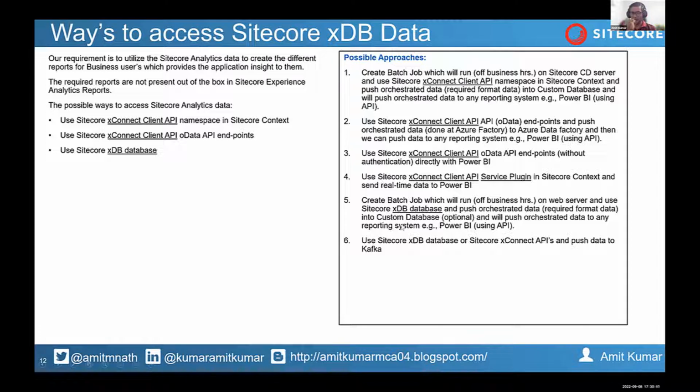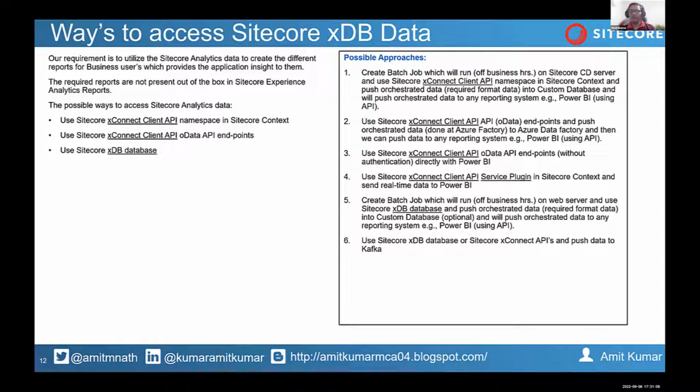So the first option is that I create a batch job or a Sitecore scheduler in the Sitecore context, and those need to be deployed on the CD server. And if I use the xConnect client API, then I can make use of the xConnect search API, and I can get all of the data with respect to all the contacts from my system, and I can push that to any source, right?